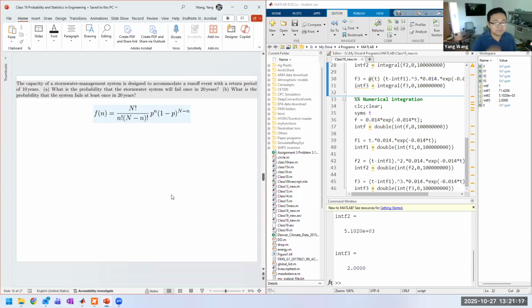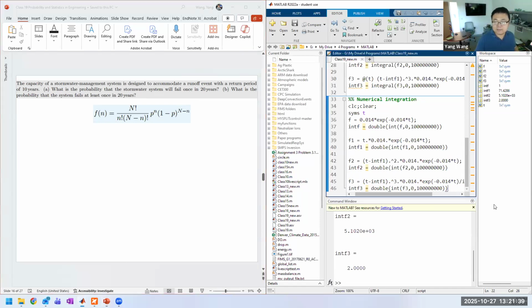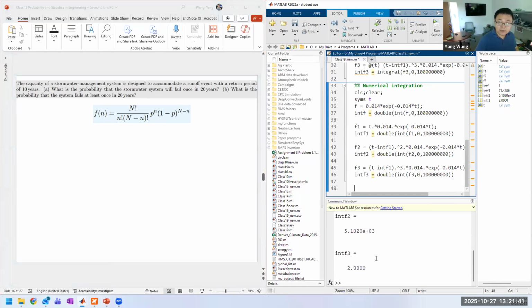Right? It failed for 1 year. What is the probability that the system fails at least once in 20 years? So fails at least once. Basically, it's going to be more than once, let's say 1 time, 2 times, 3 times, 4 times, all the way to 20 times. But then you can also just exclude the scenario that it didn't fail at all in 20 years, right? So then based on these definitions, we can calculate the probability, right?